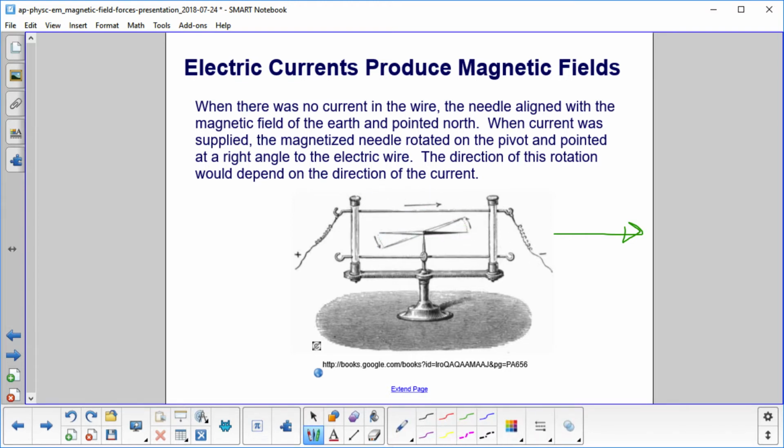When current was supplied, the magnetized needle rotated on the pivot and pointed at a right angle to the electric wire. The direction of this rotation would depend on the direction of the current. So that's this here. You can see the thing rotating. Okay, that's quite a surprise.